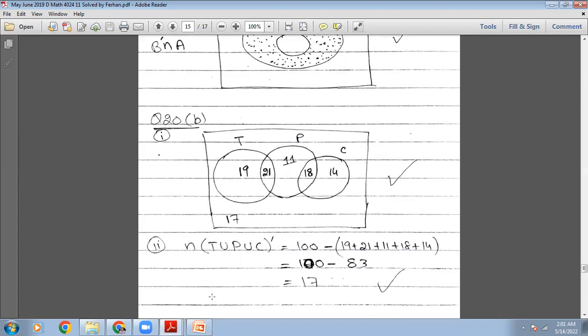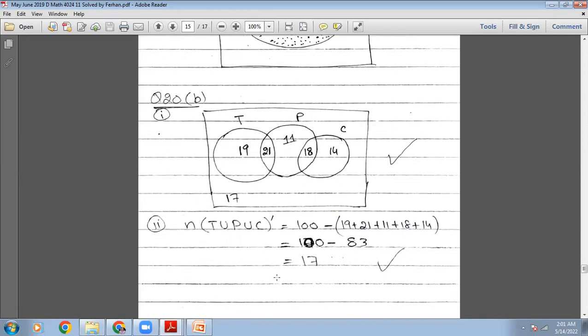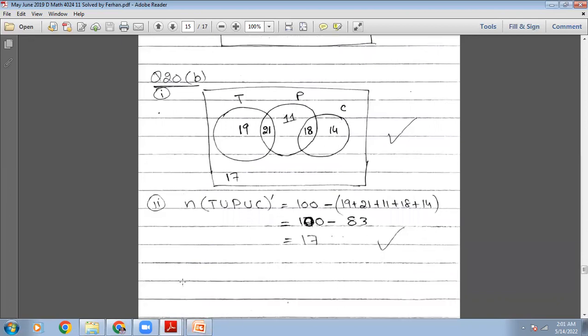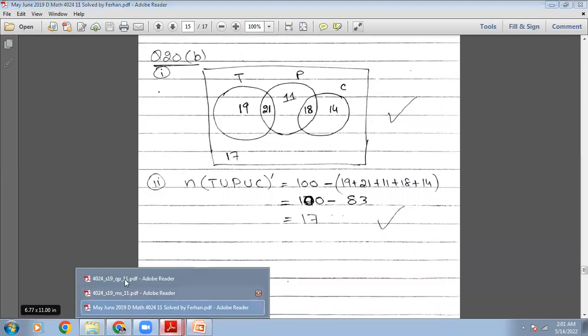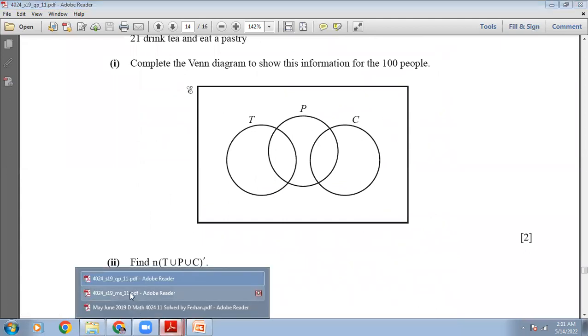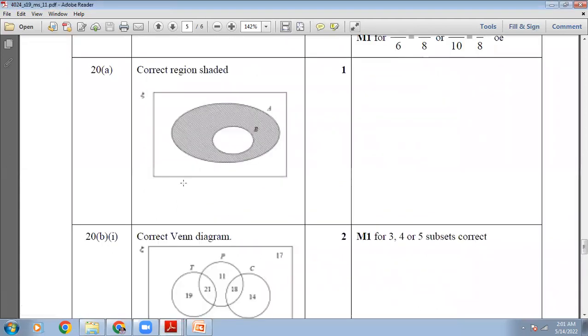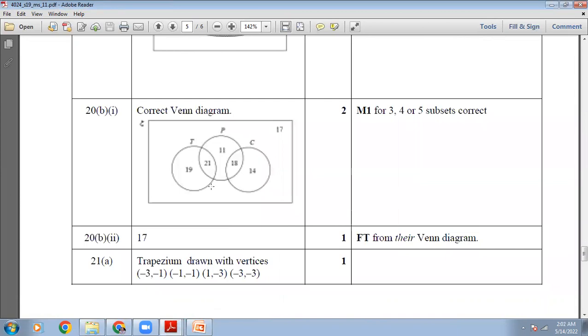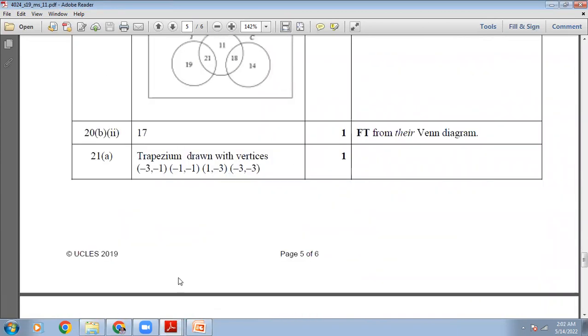So the basic question was, how many people are there who are out of the P, T, and C, all of them, the complement of the T union P union C. So from total people, subtract the people who are in the circles, and you will have that number. 17 is the right answer, sir. Question number 20, let's check. Okay, so this is how we have shaded. These are the numbers we have written, and 17 is the right answer, sir.